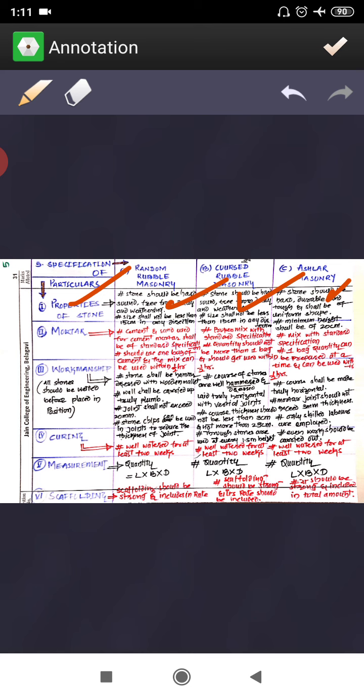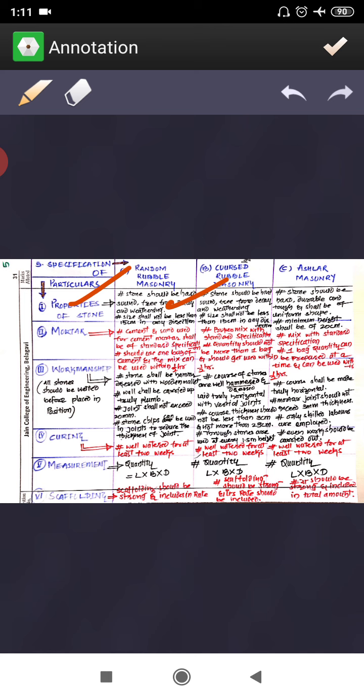Only thing is that here also it is 15 centimeter, here also it is 15 centimeter, but here the stone should be proper shaped, means 20 centimeter size should be there, right? Minimum height should be of 20 centimeter, and well chiseled stone should be there. That you have to keep in mind when you'll be writing for the ashlar masonry.